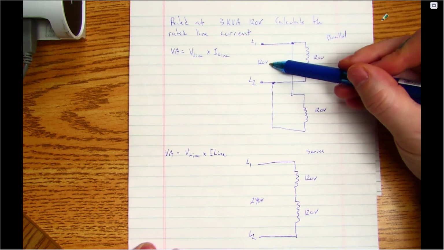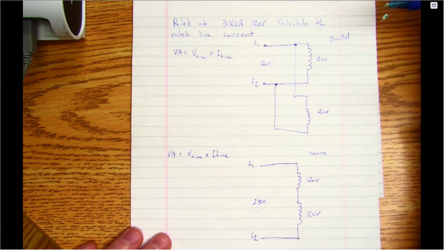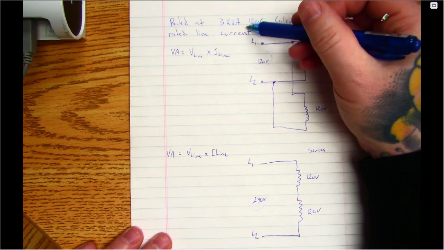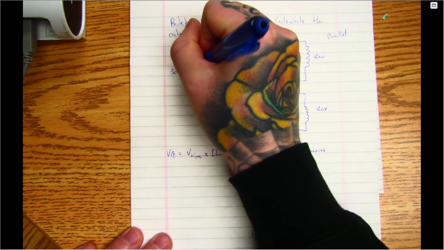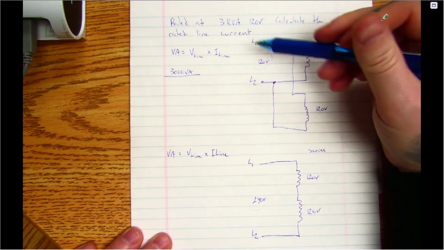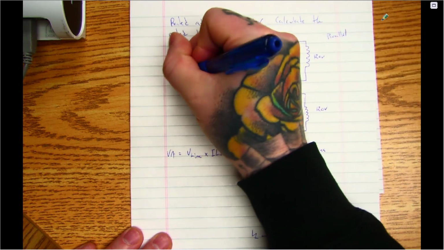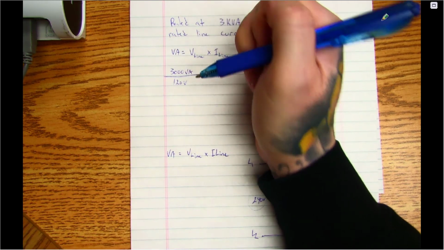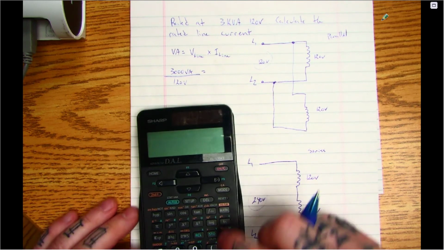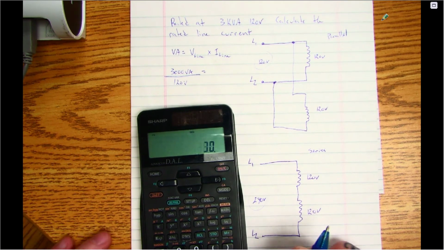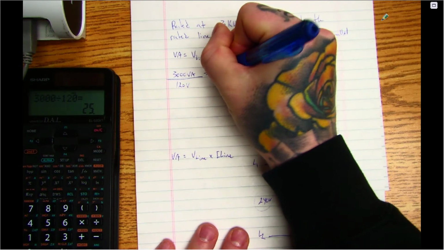Okay, so I got an output of 120 here and 240 here. So it just changes when I use my VA. If this question says I've got 3 kVA, so I have 3000 VA, and I'm looking for my current, I'm going to divide it by my voltage of 120 volts. So I go 3000 divided by 120, and I get a line current of 25 amps.